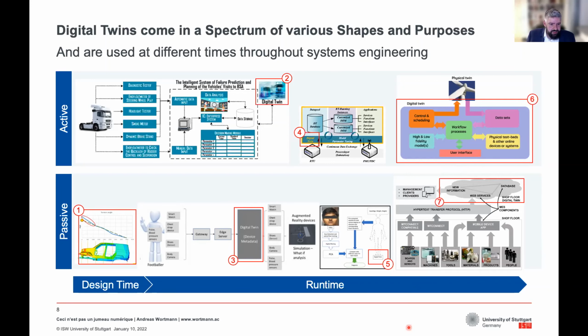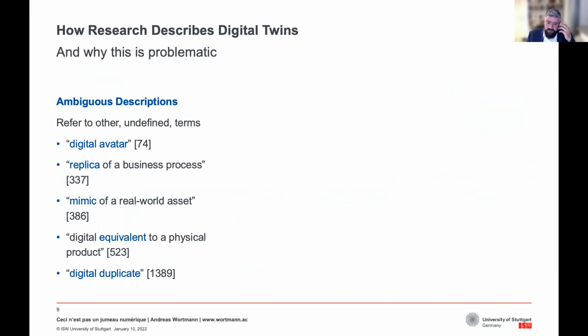And we have looked at definitions in literature. I told you 143. And there are three main classes of definitions I have found, or we have found. One, ambiguous ones. Digital twin is a digital avatar. Cool. We have no idea what a digital avatar is, but yes, you can call it that. It doesn't help. Same if you say it's a replica of a business process. What is a replica of a process? What does it mean? What is a mimic of a real-world asset? Or is a digital duplicate? So without defining these terms, these definitions are pointless.